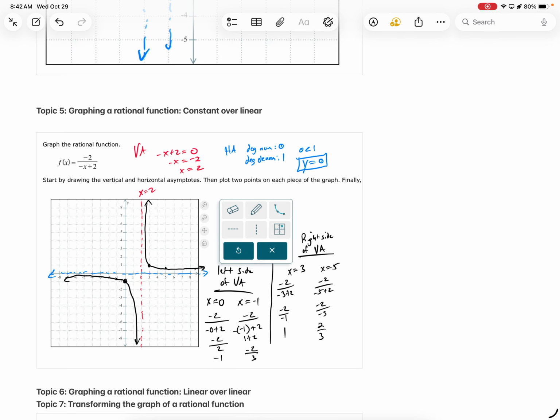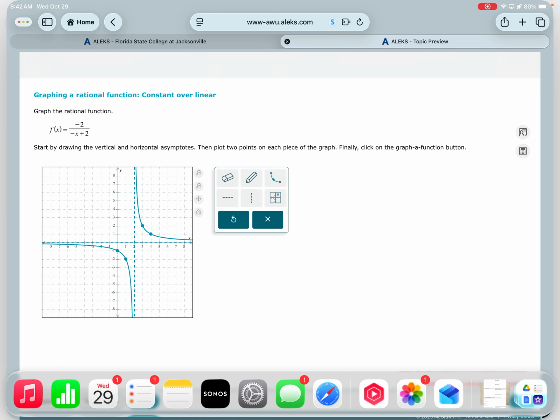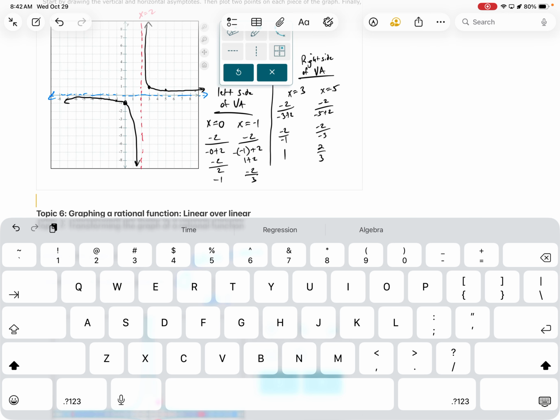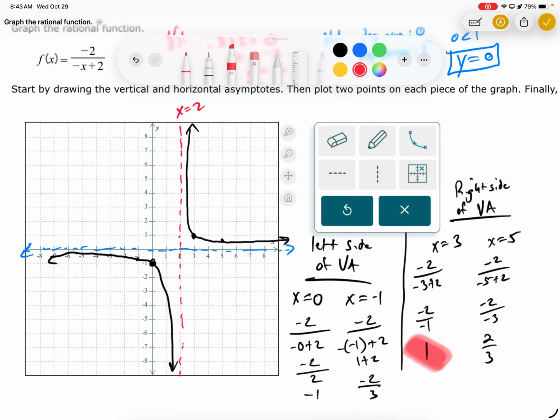I don't see anything I did wrong. When they plugged in a 3, they got a 2 out. Oh, yeah. There's my mistake. That right there is wrong. That should be negative 2 divided by negative 1 is positive 2. That messed it up. My bad.